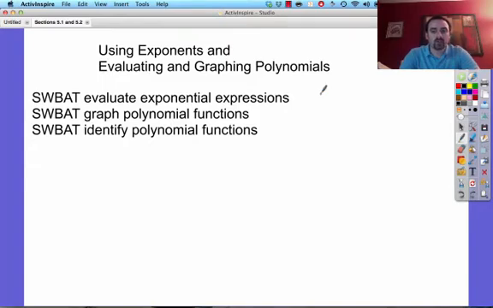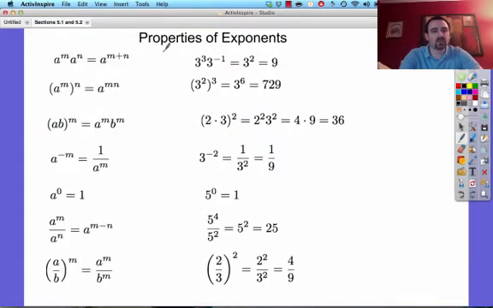Okay, we're going to move on and talk about chapter 5. We're going to start out with a very short section on using exponents, and then we'll move on to graphing and evaluating polynomial functions. So let's start out with a quick review of evaluating exponential expressions. All I have here is a slide that shows some examples of different exponent rules.